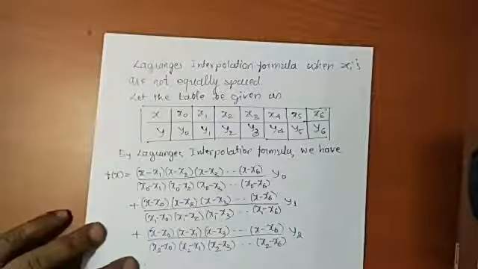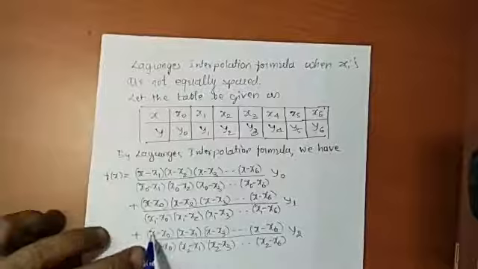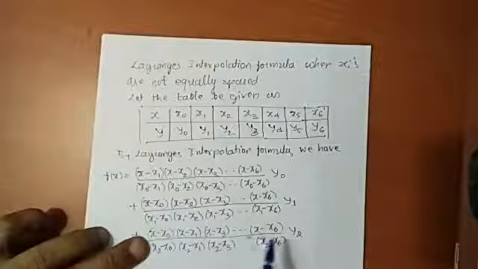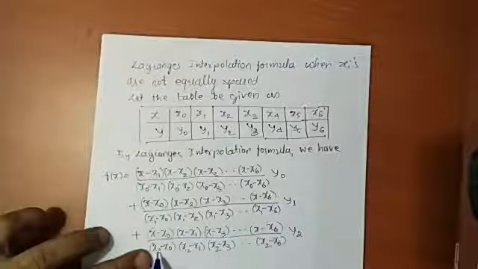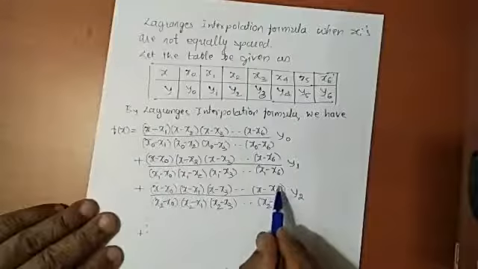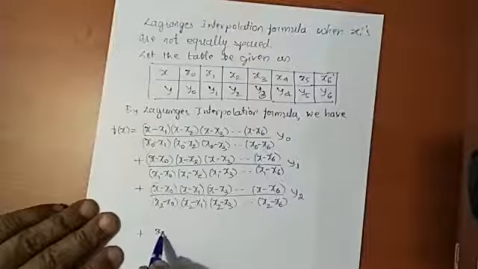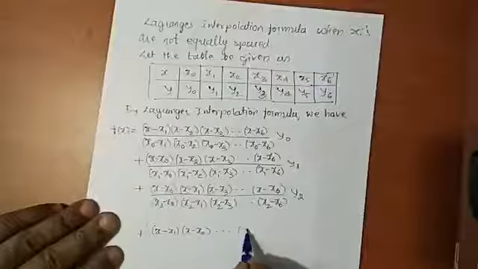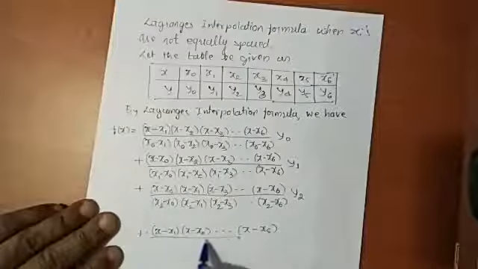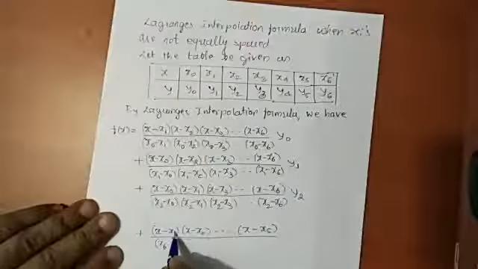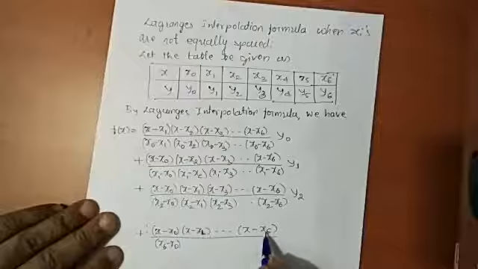So in the fourth term, see, the numerator is what? Product of x minus xi except x minus x3. All other terms are multiplied, and in the denominator x is replaced by x3. So like that we are doing. So finally, in the last term, the x minus x6 term will not be there. It is x minus x naught into x minus x1, and so on, up to x minus x5, divided by, it is x6 minus x naught into x6 minus x1, and so on, up to x6 minus x5.